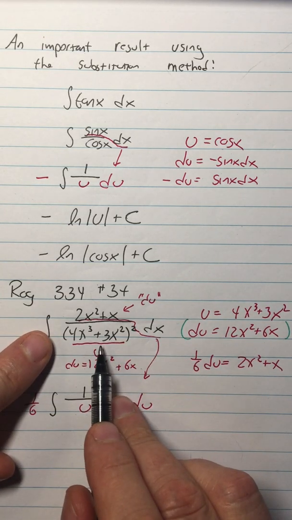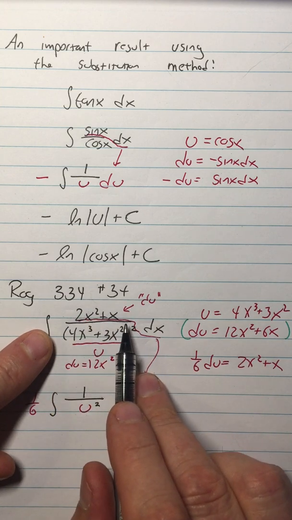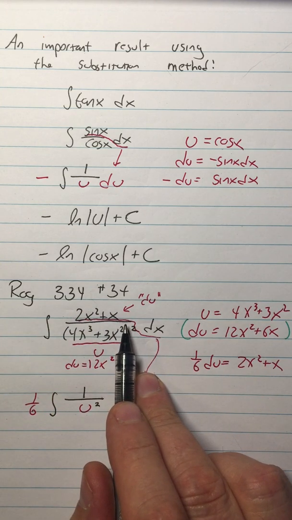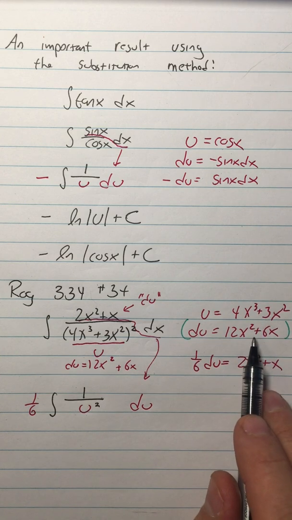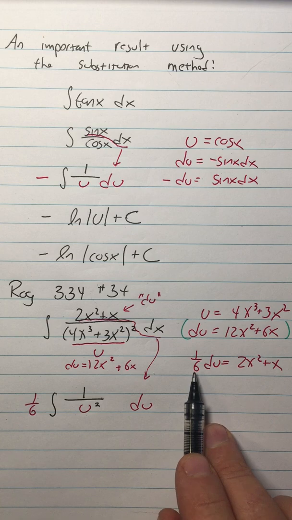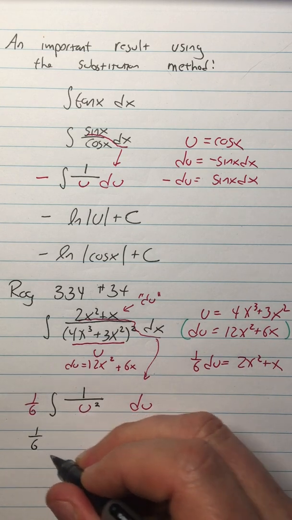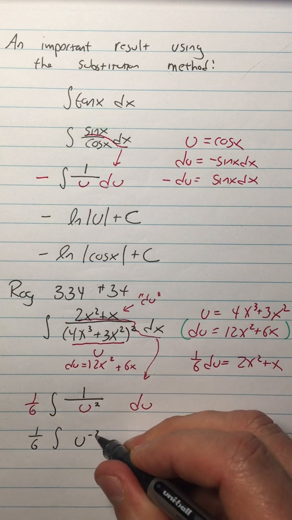So look for a u in the denominator. Look to see that the numerator is du-ish, that is, it's du within a constant multiple. Work out your du, adjust your du, take your fraction, or maybe it could be a whole number, put it outside, and then go through and integrate using what we already know. We call this u to the negative 2 du.